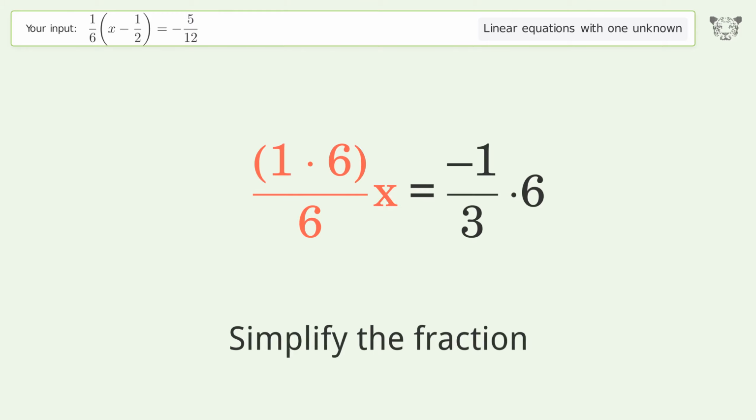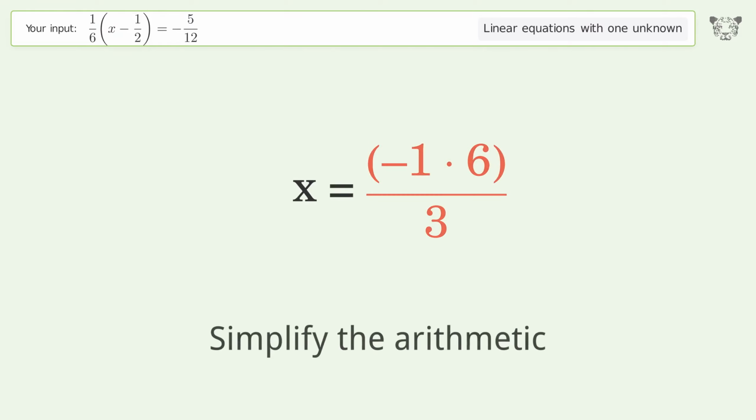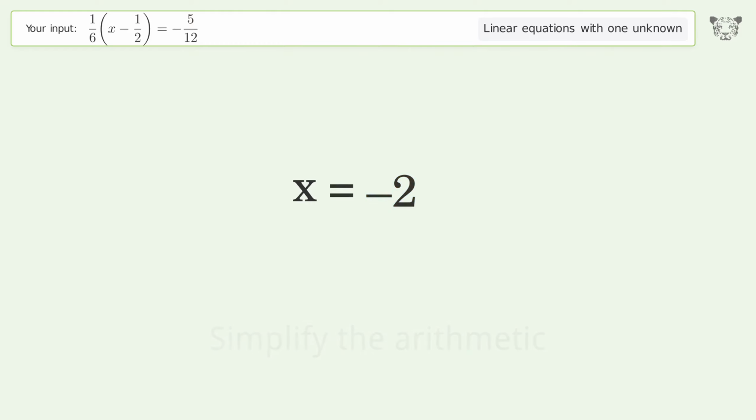Simplify the fraction. Multiply the fractions. Simplify the arithmetic. And so the final result is x equals -2.